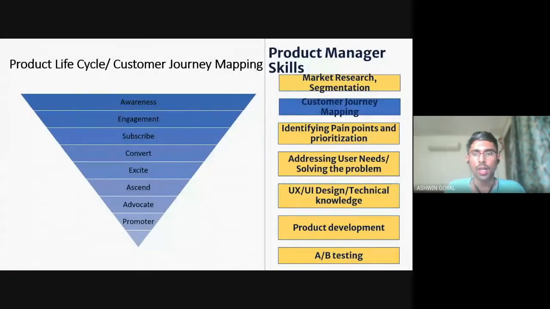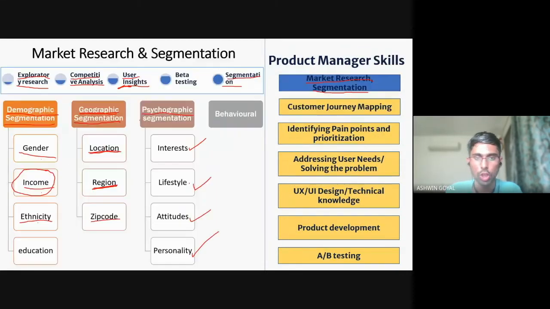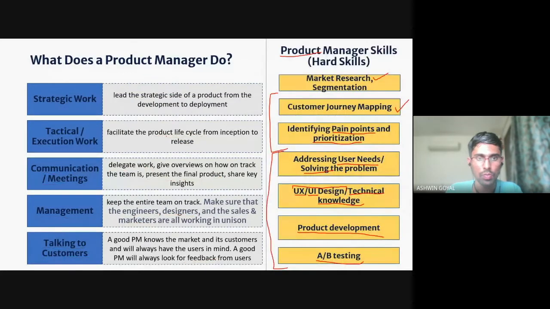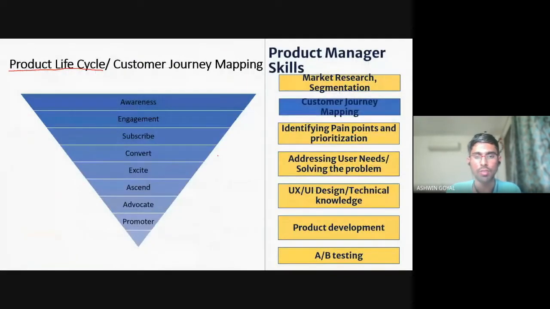All right. Now we'll move to a very, very important part, which is the product life cycle. And I had covered this in one previous slide also when I talked about what does a product manager do, right? So the product life cycle is one thing that you need to understand very carefully. When we talk about a product life cycle, we want to look at the entire journey of how the product was built, right? And the second thing is customer journey mapping.